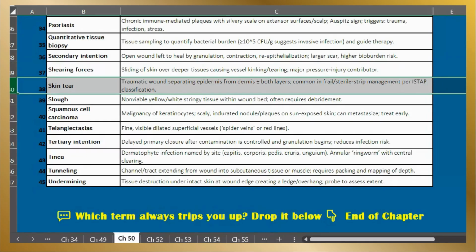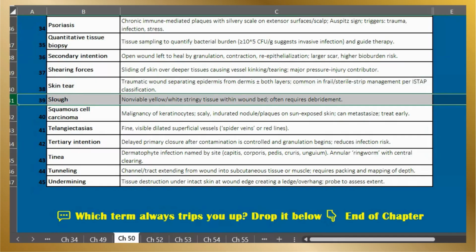Skin tear is a very common term. A traumatic wound separating epidermis from dermis, so both layers, common in frail skin, sterile strip, management per ISTAP classification. So it's a paper-thin skin tear. Slough, it's non-viable yellow, white, stringy tissue within the wound bed, often requires debridement. So slough is removed to heal.